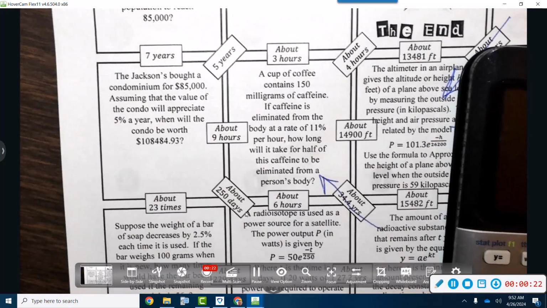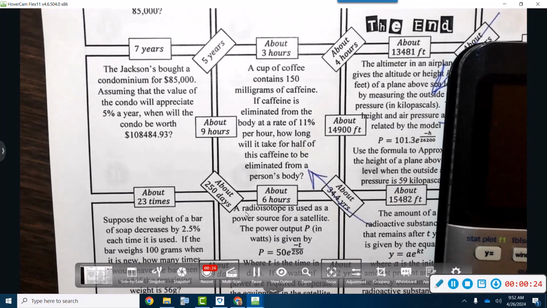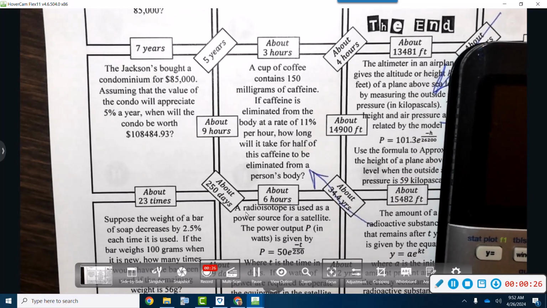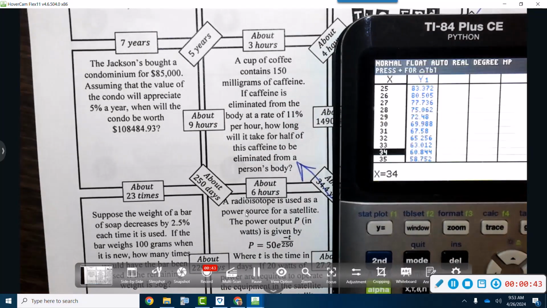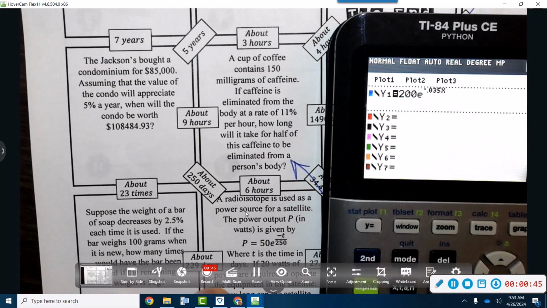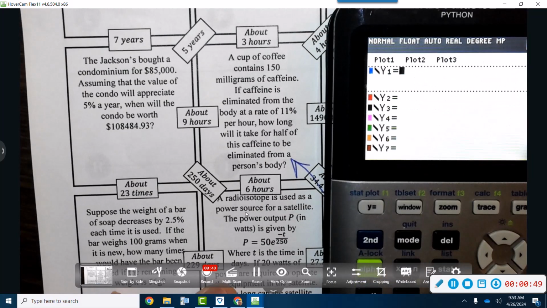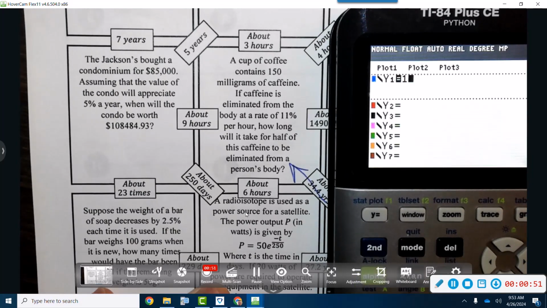If caffeine is eliminated from the body at a rate of 11% per hour, how long will it take for the caffeine to eliminate? So, you don't actually have a setup here, but you would imagine that caffeine is continuously being eliminated from the body at a rate, right? So we're going to use the PERT function. So we're going to go back to here. This guy is extremely useful. So we're starting off with 150 milligrams.